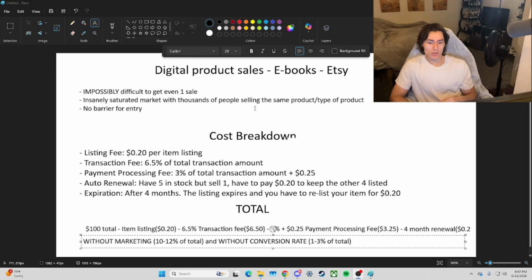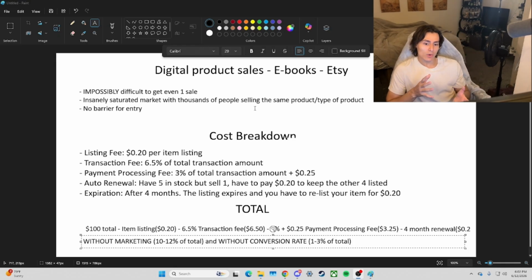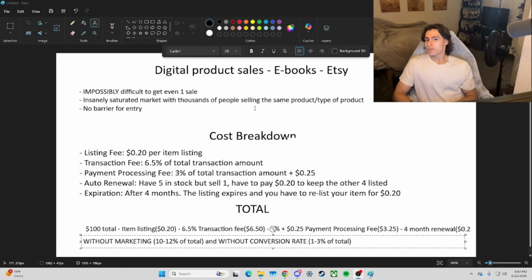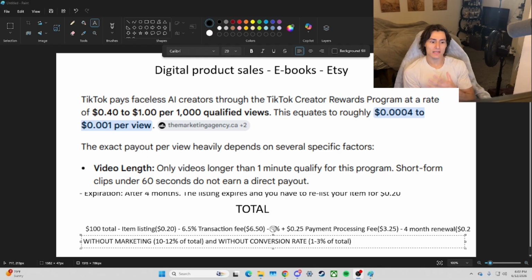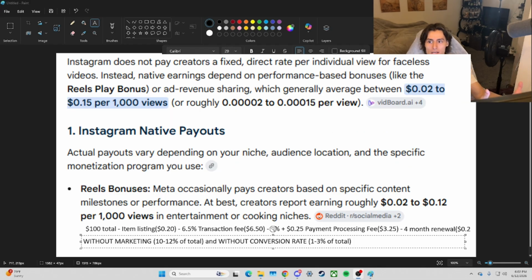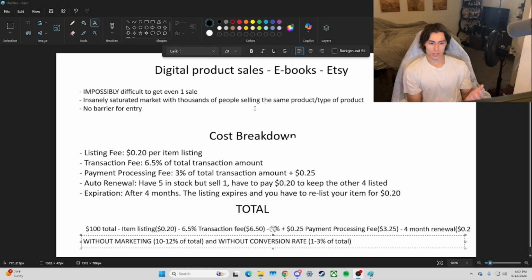I really don't know. And so for the auto renewal, if you have 5 items in stock, we were talking about the mugs, and only one of those sells, you only have to pay 20 cents. I say only because you're technically relisting, but you have to pay an additional 20 cents to have the other 4 mugs stay up, basically. So you're just keeping your spot on the listing. And it's a little frustrating because you already paid 20 cents to list the item, and then you're paying an additional 20 cents to keep the item up there even though you just sold something. So it's a little frustrating, but I digress.